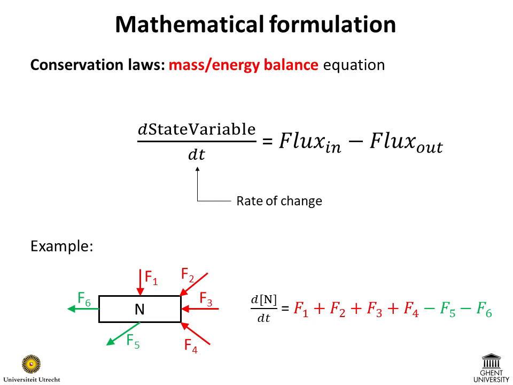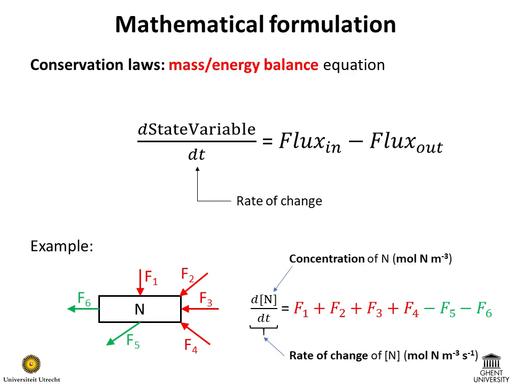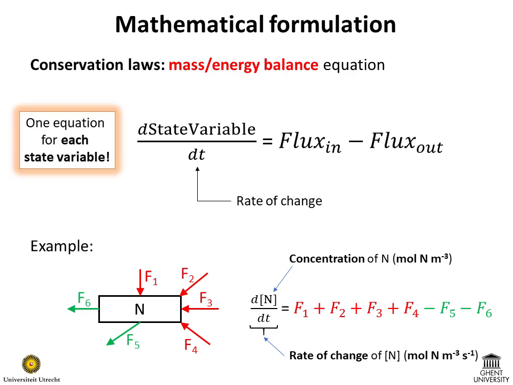This is written in the form of a differential equation. Delta N over delta T is equal to F1 plus F2 plus F3 plus F4 minus F5 minus F6. In this equation, the time derivative delta N over delta T represents the rate of change of N and has a unit of mole per cubic meter per second. Clearly, when the model contains multiple state variables, we must formulate the mass balance equation for each state variable.